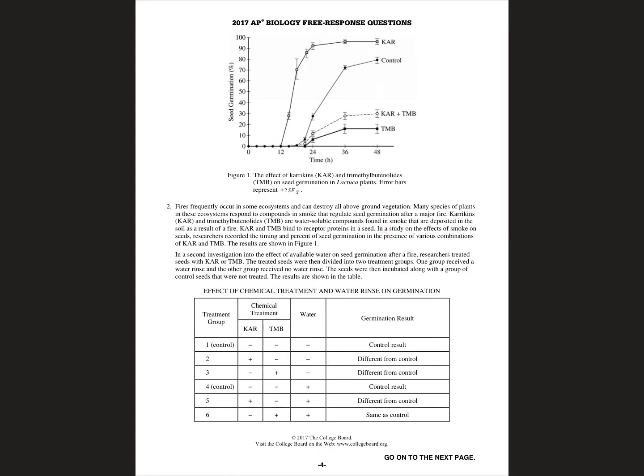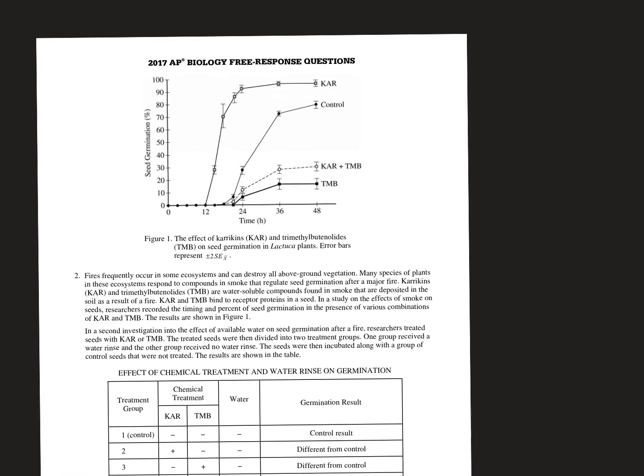So now let's go ahead and take a look at this. This is a problem. Again, I'm going to look right away at the graph first. I'm going to see time in hours. I see seed germination in percent. So I know I'm going to be planting some kind of seed. How many of these seeds actually germinate over time?